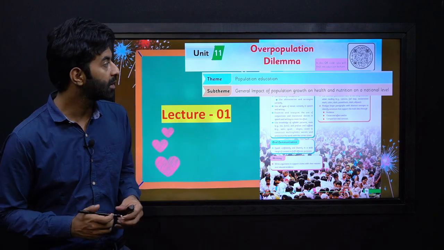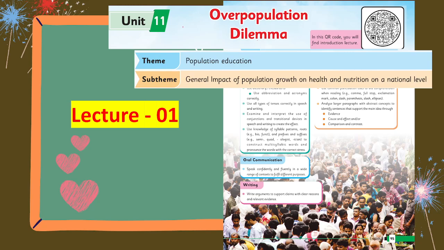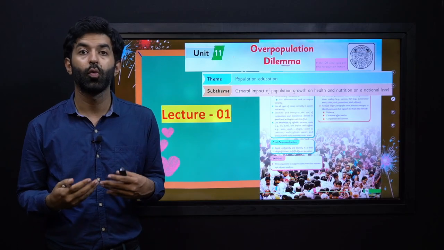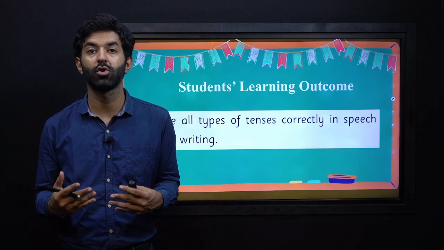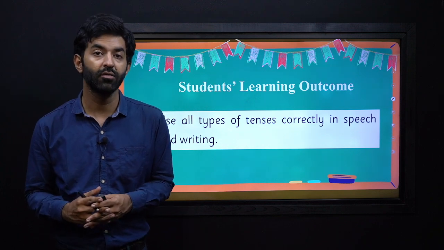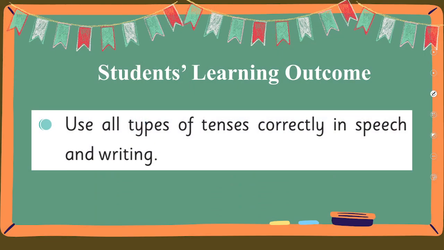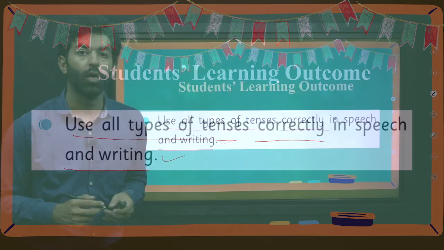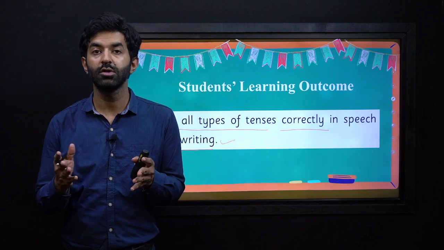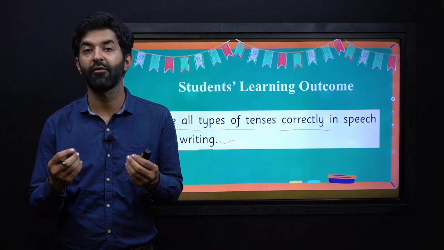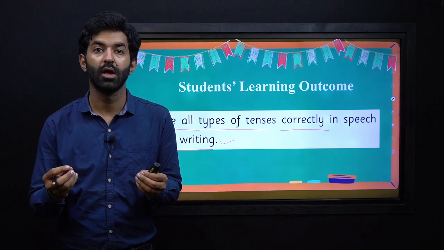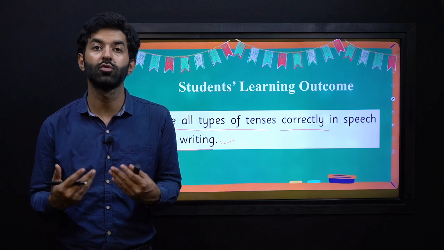In the last lecture, students, we introduced this lesson with all those different SLOs. Today we will cover the very first one, which is about your grammar competency. And we are going to see how we are going to use all types of tenses correctly in our speech and writing. Now, in the book, if you look at it, students, you find an exercise of mixed tenses where you have to figure out which one goes according to the context, according to the verb.